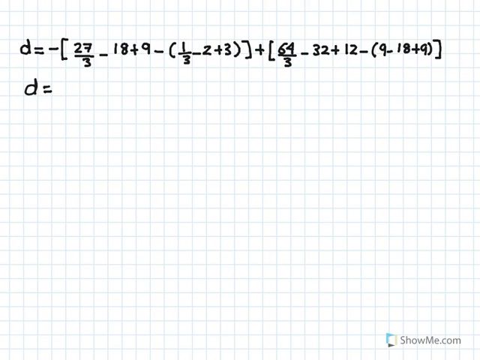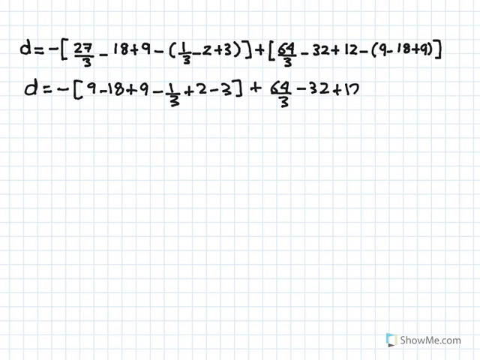Distance is going to be equal to minus, 27 over 3 is 9, minus 18, plus 9. Distribute the minus: minus 1/3, plus 2, minus 3, close the bracket, plus 64 over 3, minus 32, plus 12. Distribute the minus, we get minus 9, plus 18, minus 9. Here we have 9 minus 18 is minus 9, plus 9. So this all is going to cancel out to 0. And 2 minus 3 is negative 1, minus 1/3. That's minus 3 over 3 minus 1 over 3. That is negative 4 over 3.